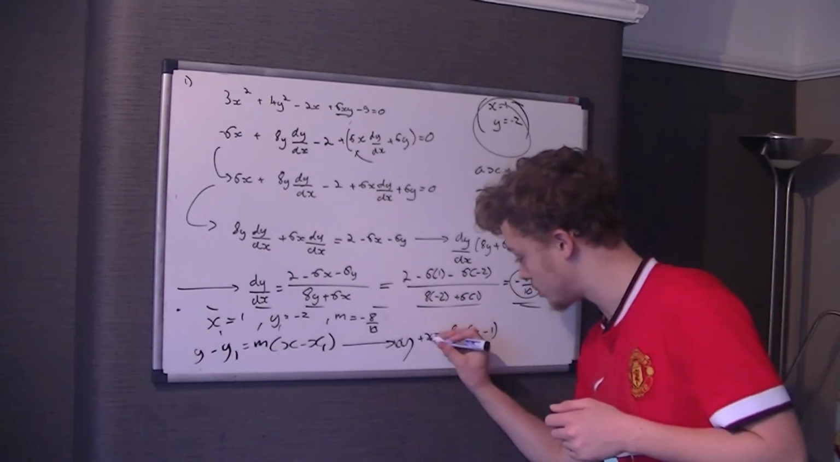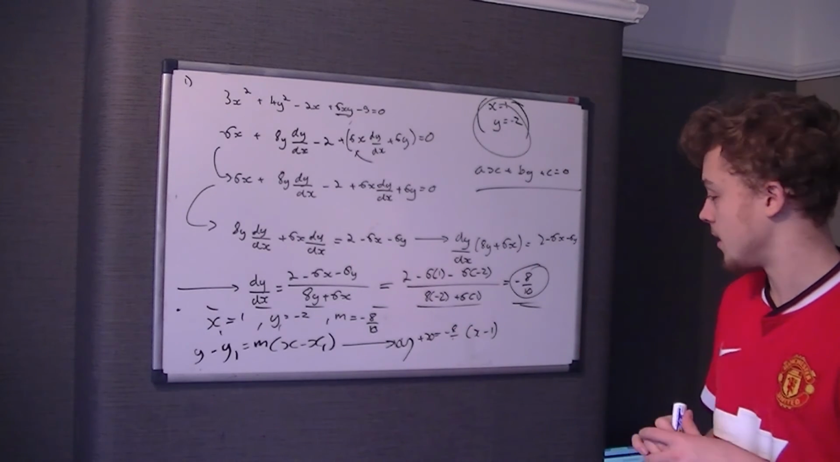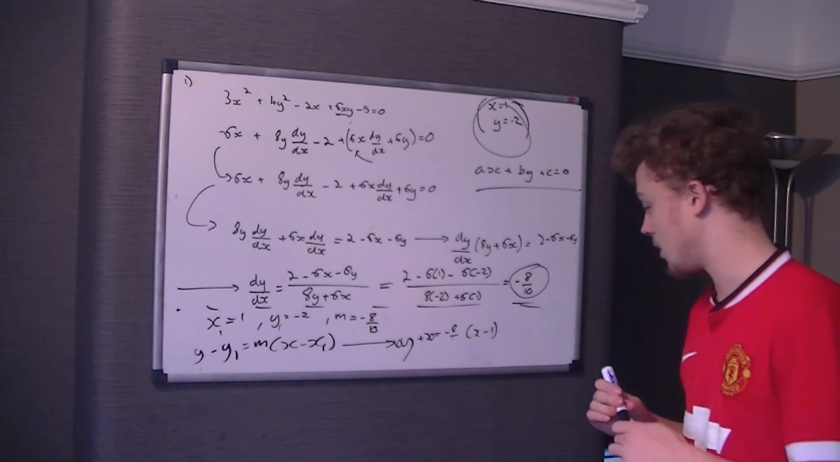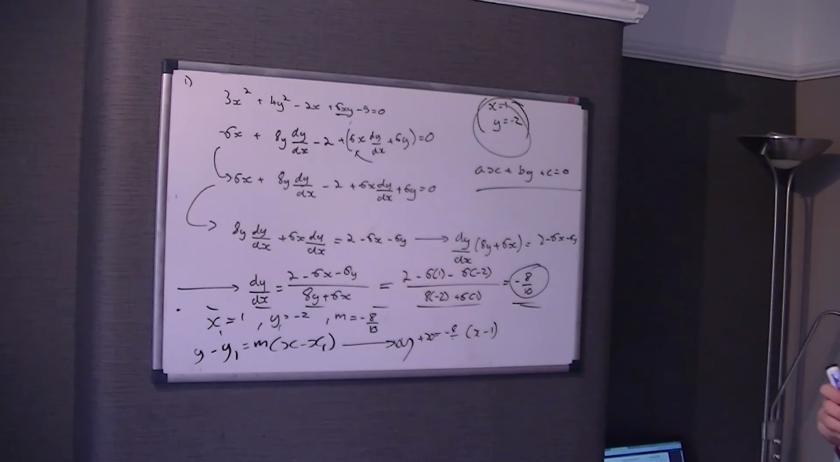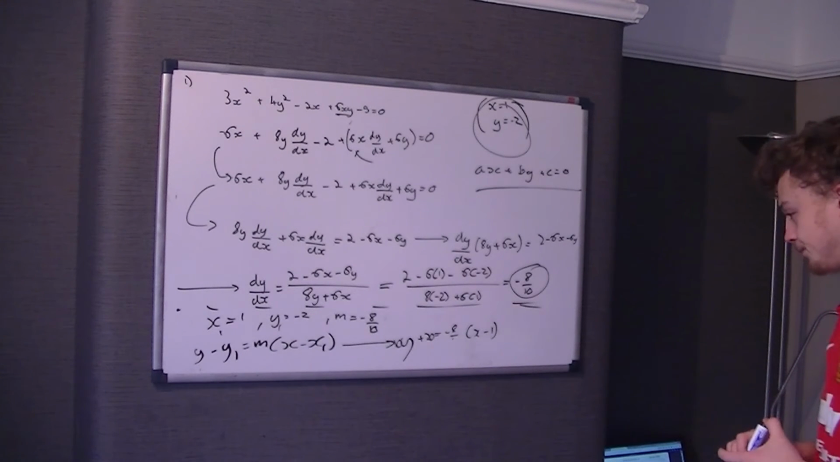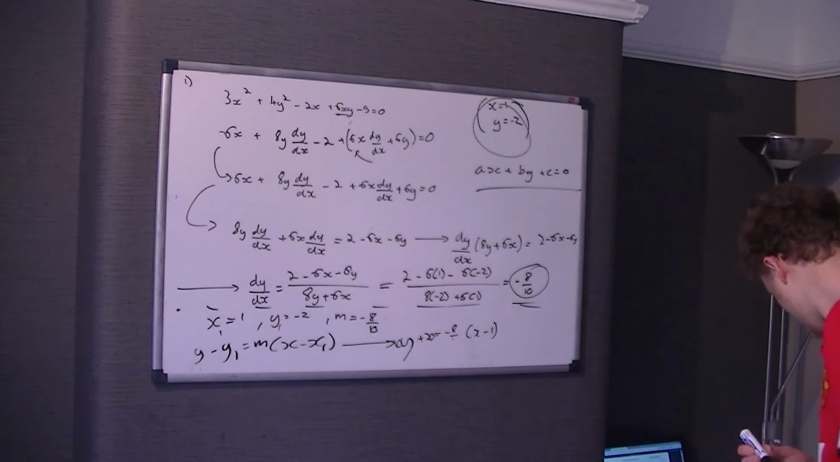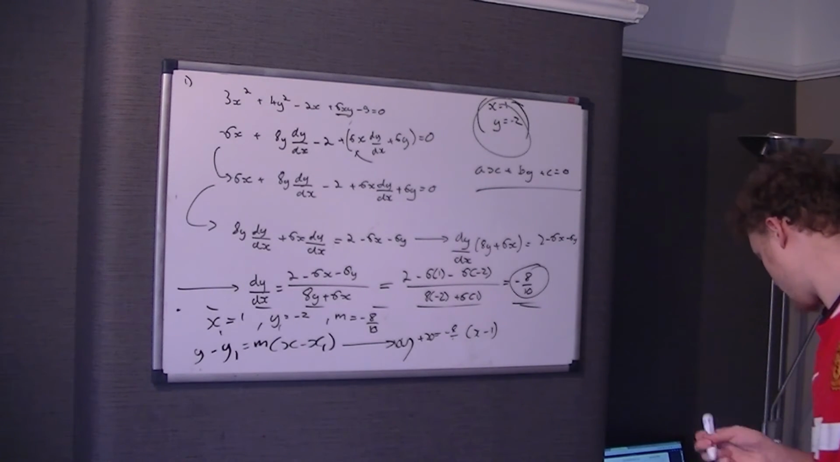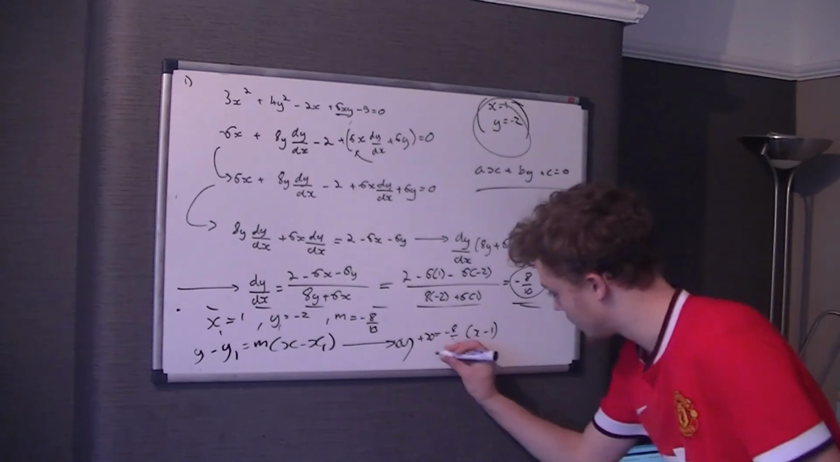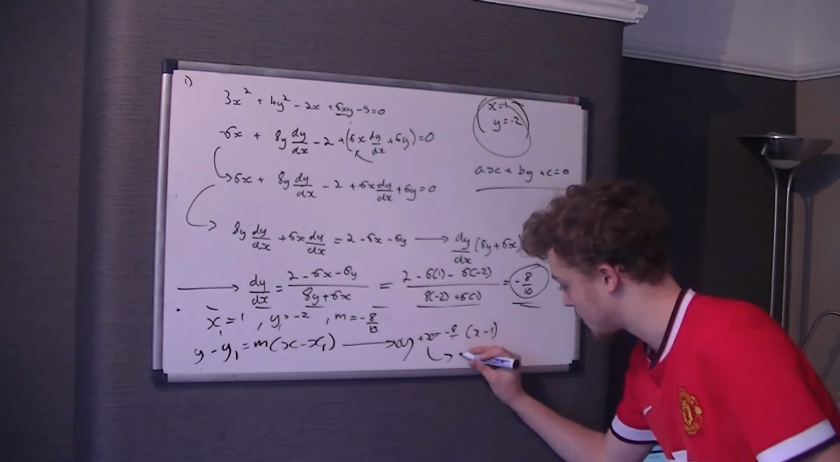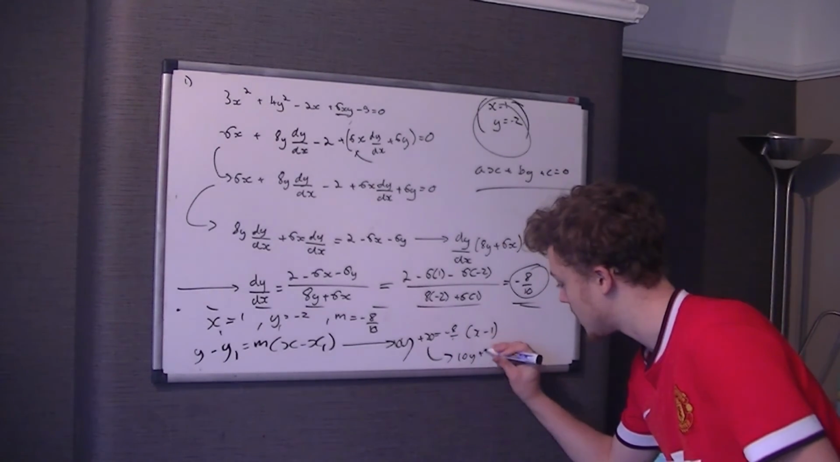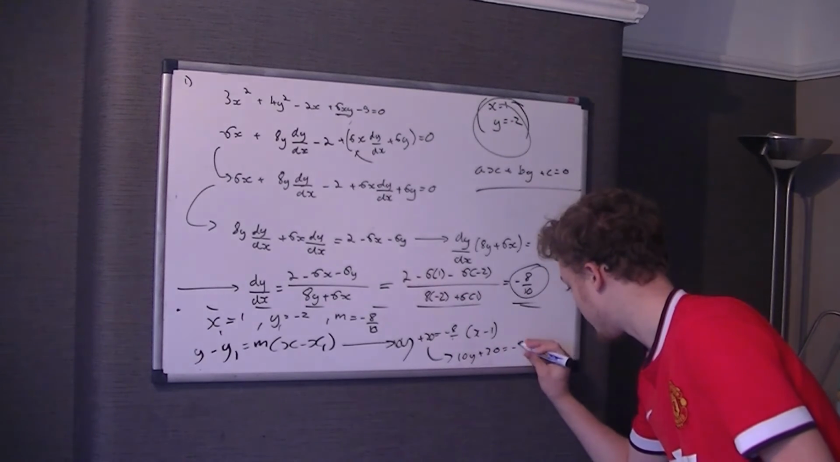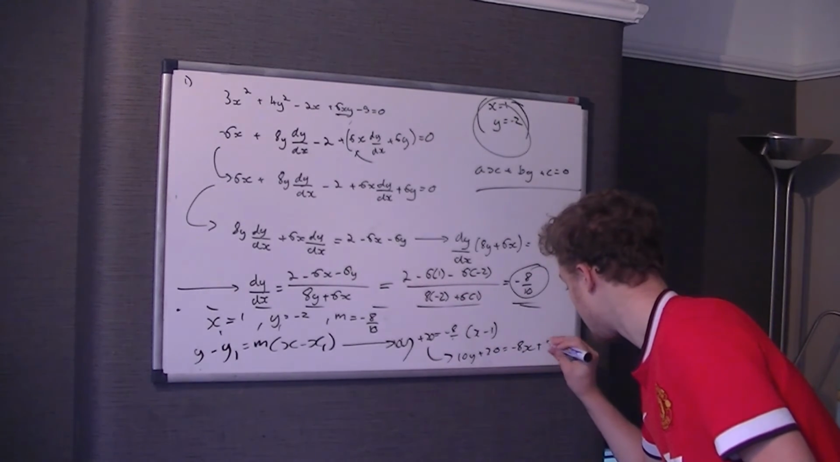So 10y plus 20 equals negative 8 brackets x take 1. So just make sure I'm doing it right. Therefore you just expand this out, so 10y plus 20 is equal to negative 8x plus 8.